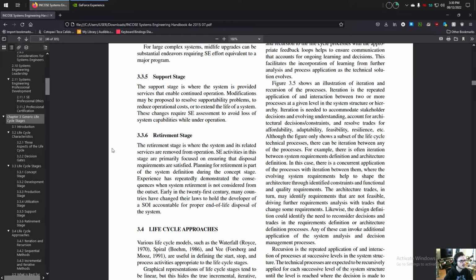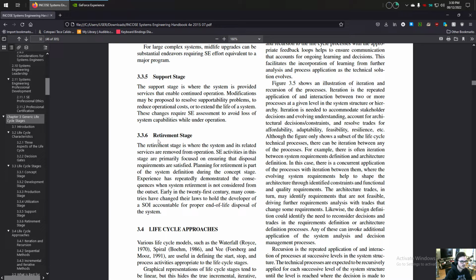3.3.5, Support. The support stage is where the system is provided services that enable continued operation. Modifications may be proposed to resolve supportability problems, to reduce operational costs, or to extend the life of the system. These changes require systems engineering assessment to avoid loss of system capabilities while under operation.